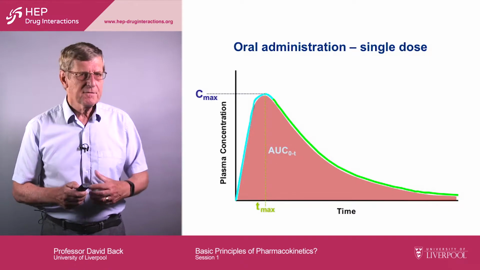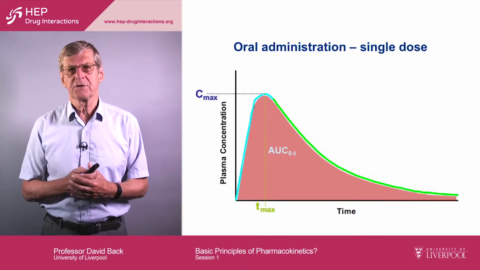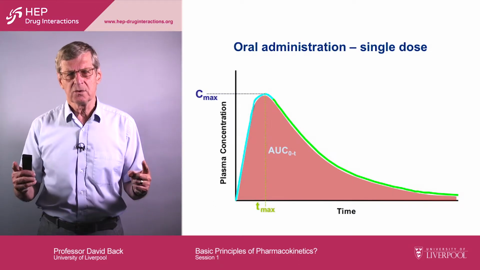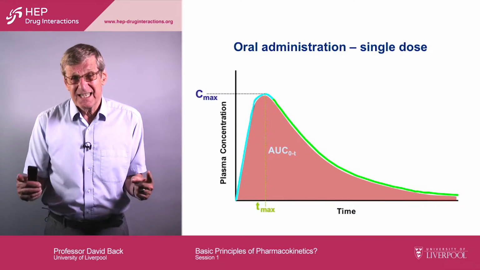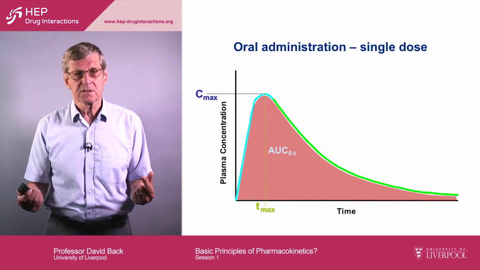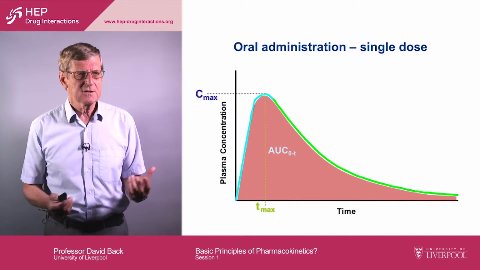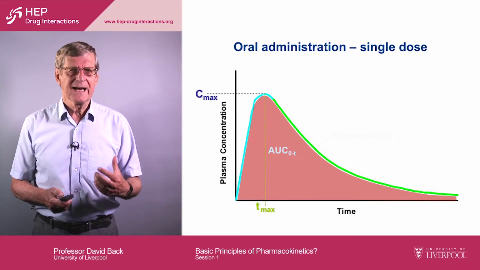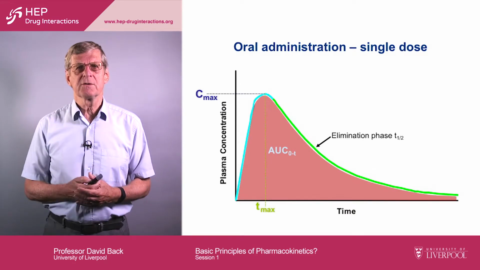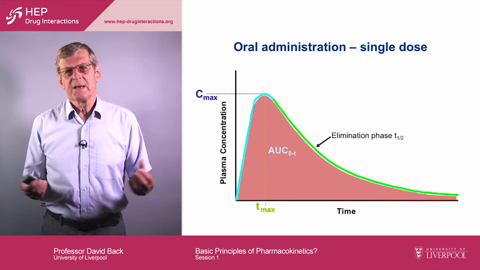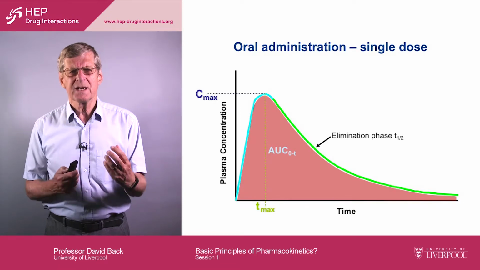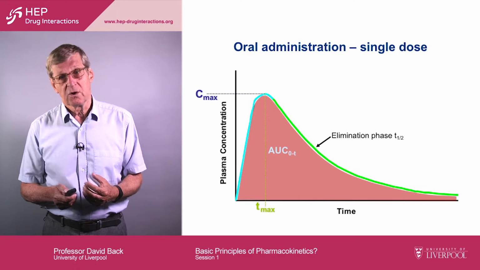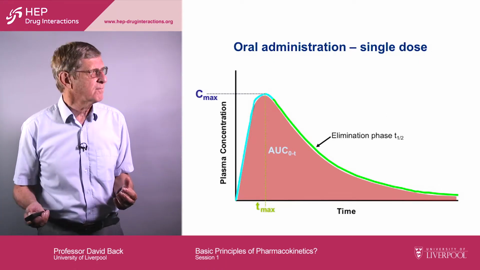And then we can have a parameter called the area under the curve. That's the total amount of drug in the time interval which the patient is actually seeing. How much drug is in the patient? This parameter, area under the curve, is very helpful to describe that. And then we can look at the rate at which the drug is being removed, termed the elimination half-life. And that's a really important parameter. How quickly is the drug being removed from the bloodstream? Or how long is the drug staying in the bloodstream?